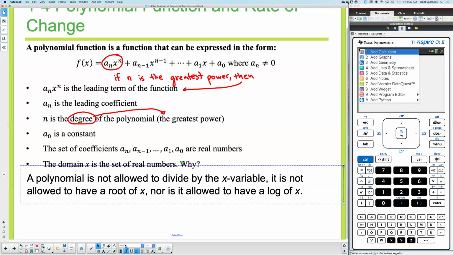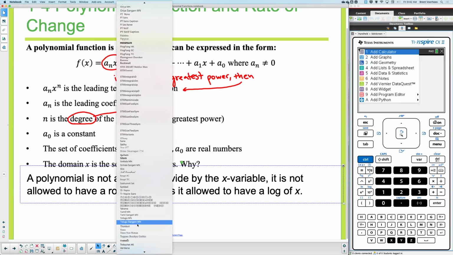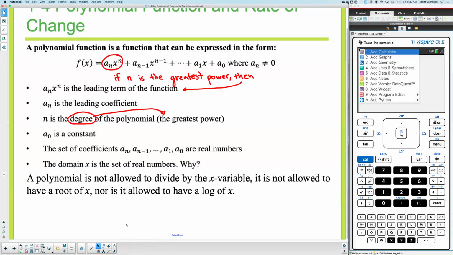Okay, so I'll give you a second to write that in. We will be all reals for that reason. There we go. A polynomial is not allowed to divide by the variable x. It's not allowed to have a root of x, nor is it allowed to have a log of x. And that's why it's all reals, because that's what makes something in the domain not all reals.